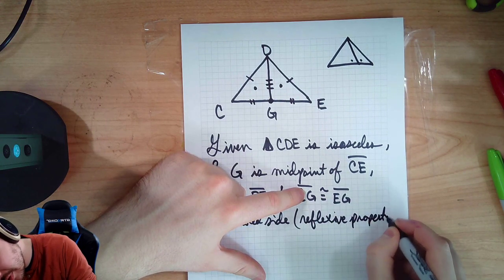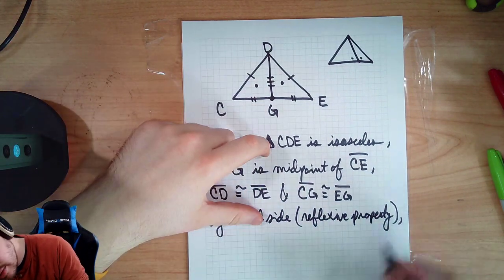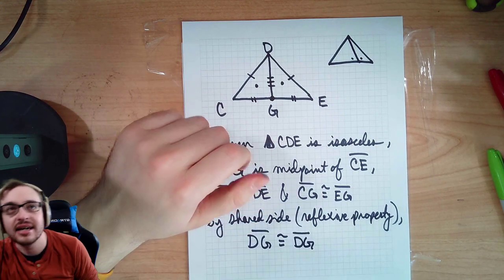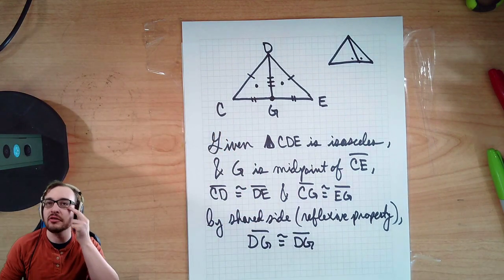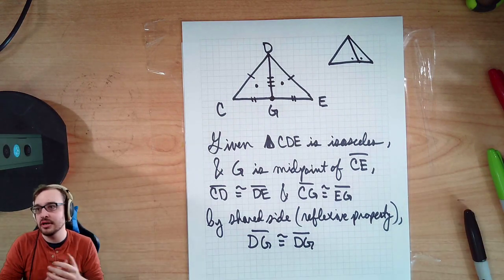I don't like using the reflexive property because all it's saying is that anything will be congruent to itself. And I feel like that's just a waste of time to write if you're going to write reflexive property, right? Of course, we know that. DG is congruent to itself. It should be almost a given, right?